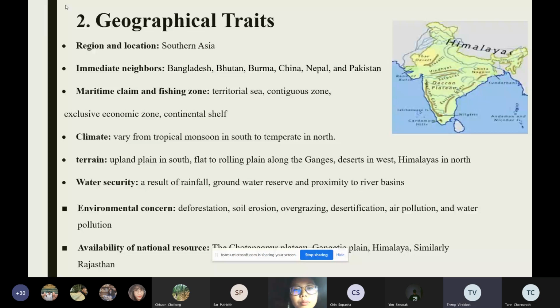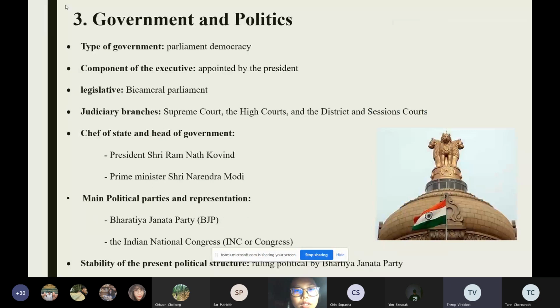Now let's move to our government and politics. India is well known as the most populous democracy, with a parliamentary system, and our government is comprised of three branches: executive, legislative, and judicial. Our country is a federal state, and we have the president and the prime minister. Also, we have two main political parties, the Bharatiya Janata Party, which is currently the ruling party, and the Indian National Congress.